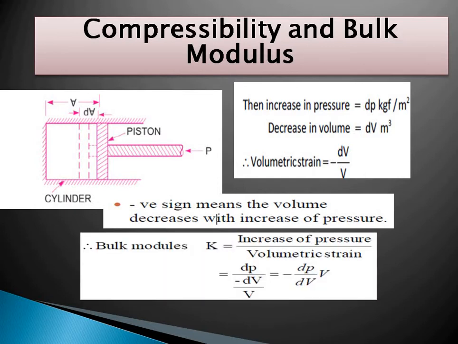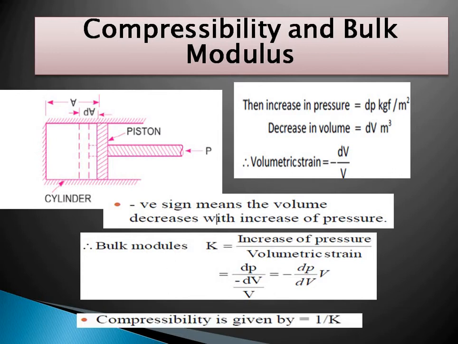So bulk modulus can be given as K equals the increase of pressure divided by the volumetric strain. That is dP divided by minus dV by V. So bulk modulus can be given as K equals minus dP by dV into V. That is, bulk modulus is the change in pressure with respect to change in volume, multiplied by the original volume V.